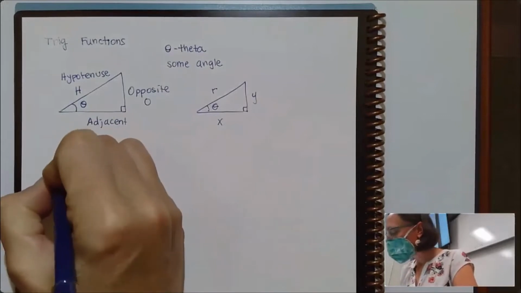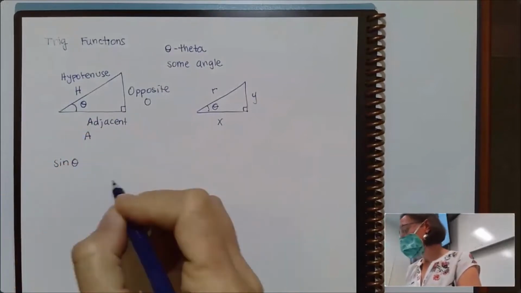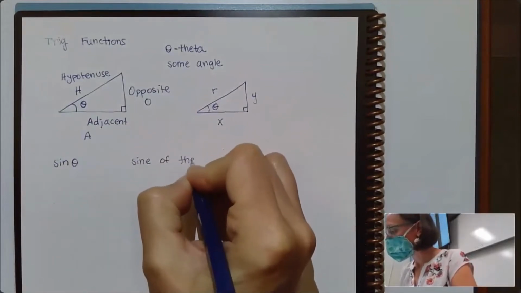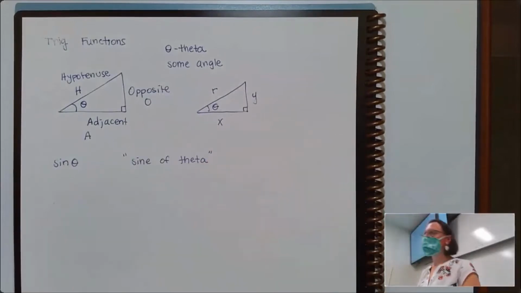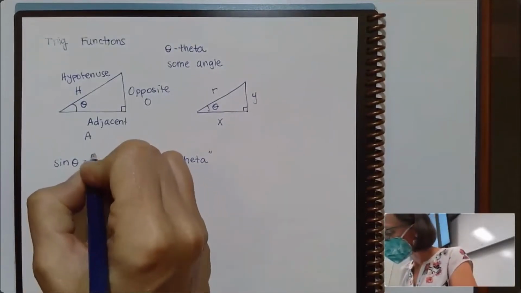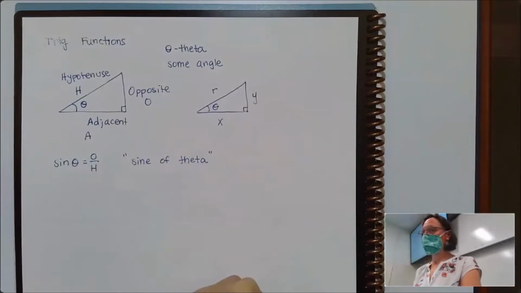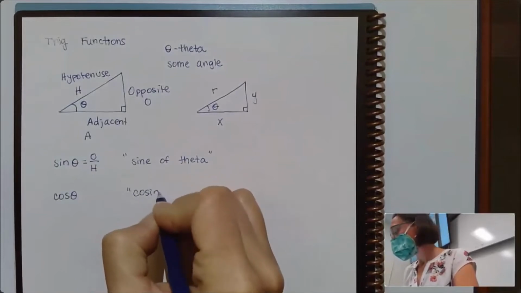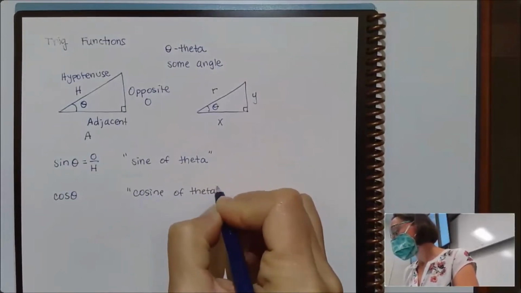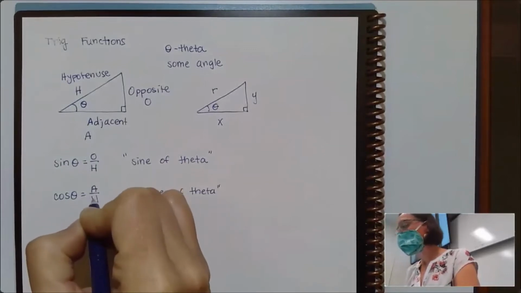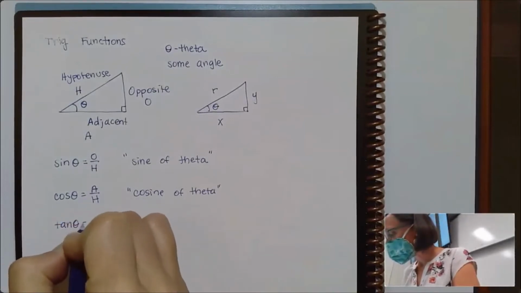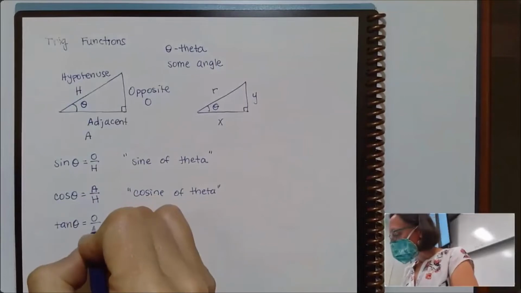So if I write sine theta, and I would read this as sine of theta, the ratio that that represents is the opposite side over the hypotenuse. If I had cosine of theta, that represents the adjacent side over the hypotenuse, whatever that ratio is as a number. And tangent of theta is the opposite over the adjacent.